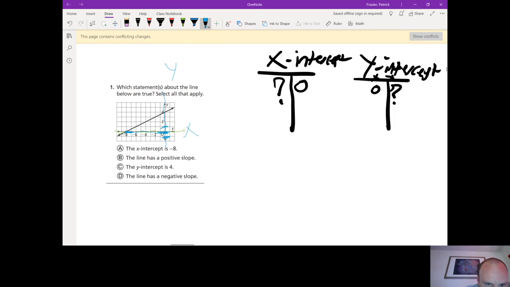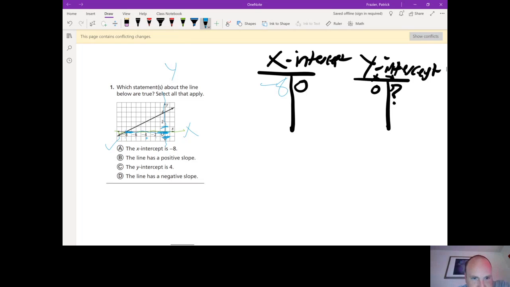So what is x there? Well, -2, -4, -6, -8. So the x-intercept is -8. Let's get rid of that question mark and put a -8, and a little check mark by that. I was doing a star, but check mark.